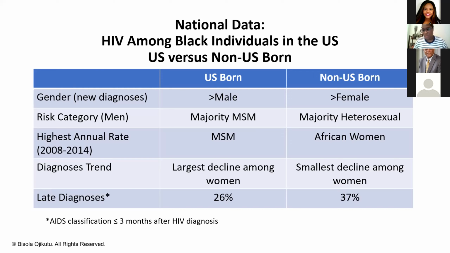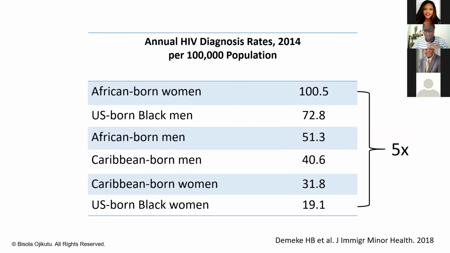And then late diagnoses, which is important, right? Late diagnoses means that people are diagnosed with HIV and then within 3 months they're diagnosed with AIDS. And you'll see that in Black immigrant populations, it's almost 40% versus in US born populations, it's 26%.